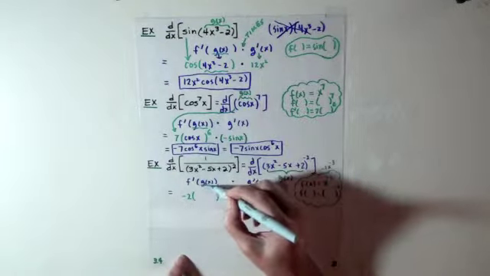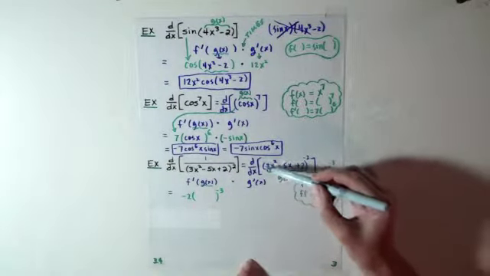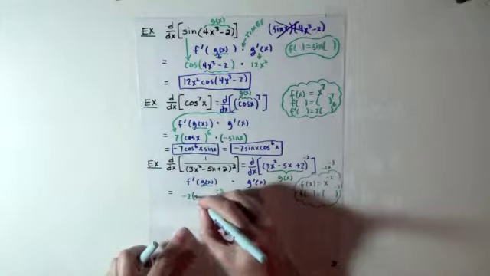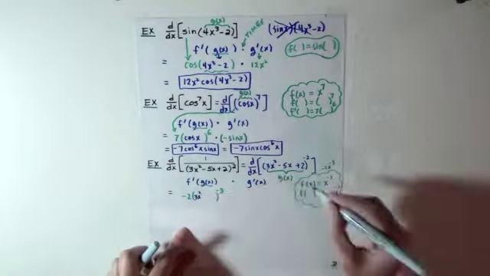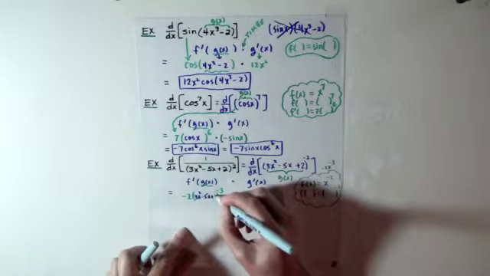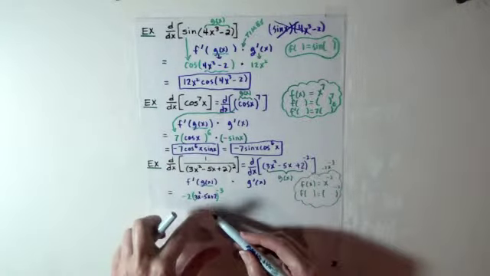Now I want to evaluate it at my inner function. And what is my g of x in this case? It's just this polynomial, 3x squared minus 5x plus 2. So that's the derivative of the outer evaluated at the inner.